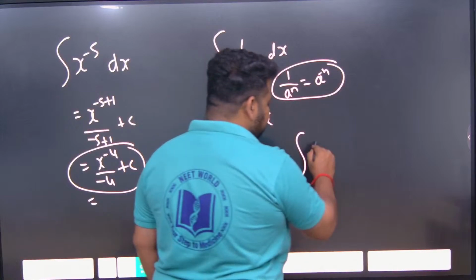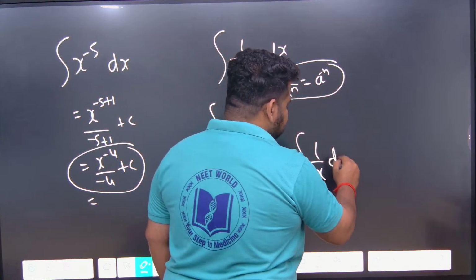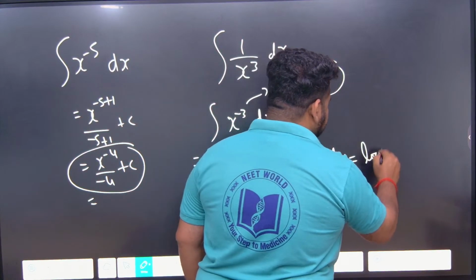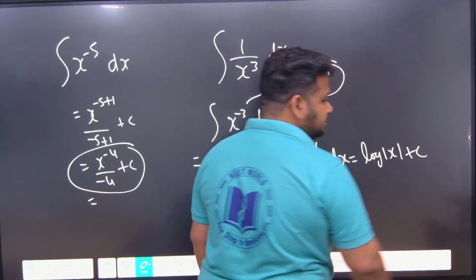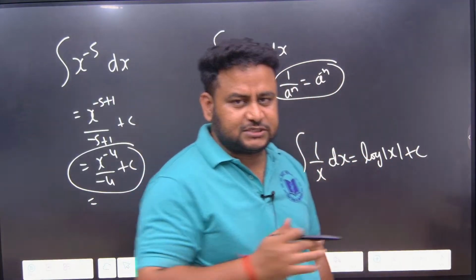But suppose I am having integral of 1 by x dx. This is nothing but, straight away you should write log mod x plus c. You should write log mod x plus c.